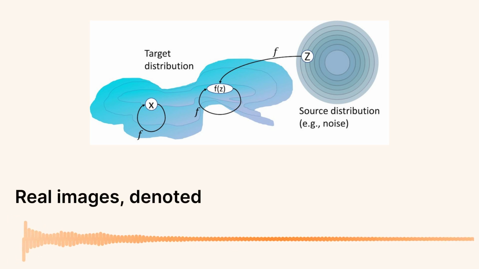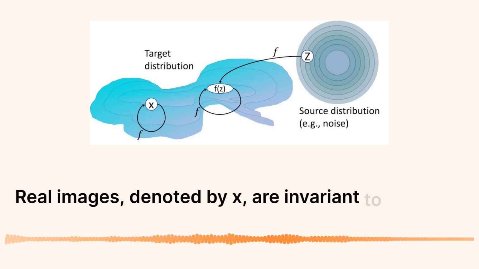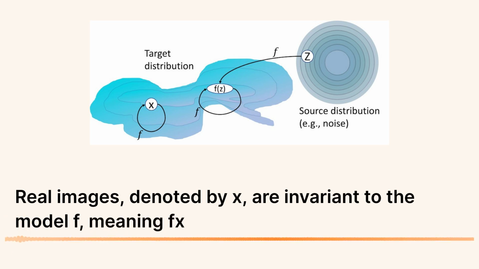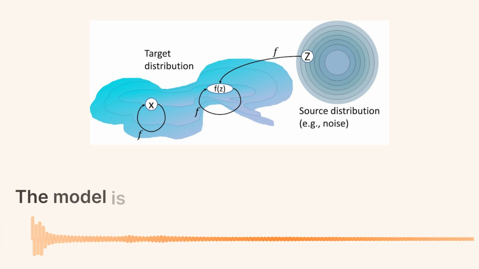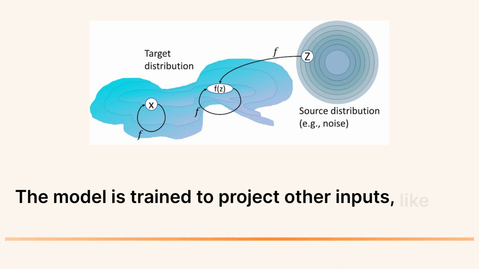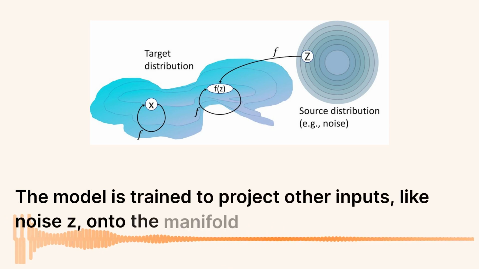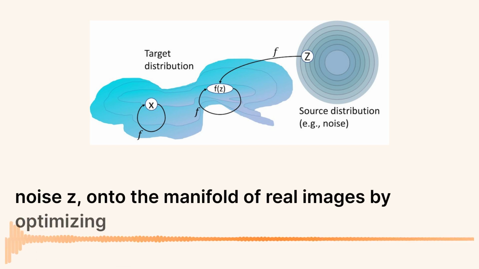Real images, denoted by x, are invariant to the model f, meaning f(x) equals x. The model is trained to project other inputs, like noise z, onto the manifold of real images by optimizing for f(f(z)) equals f(z).